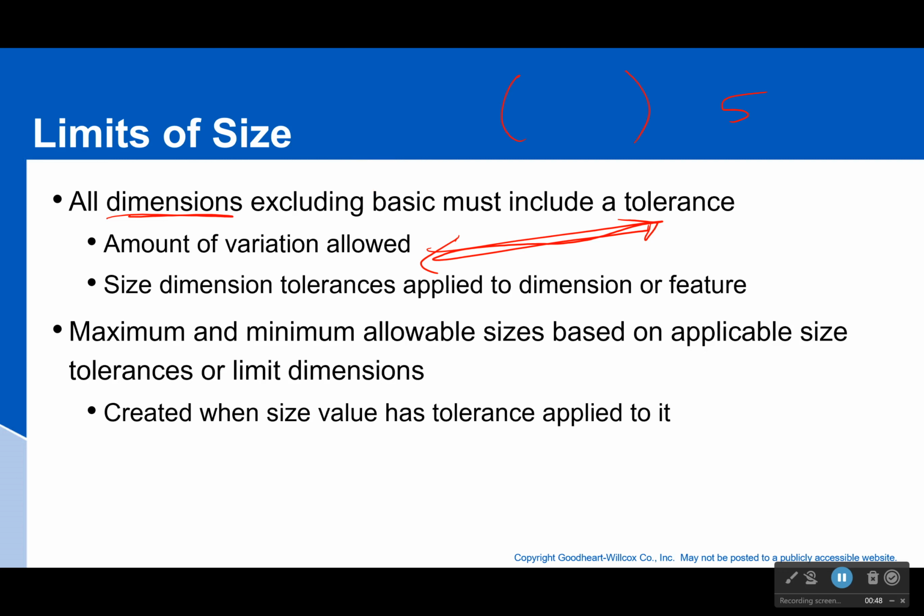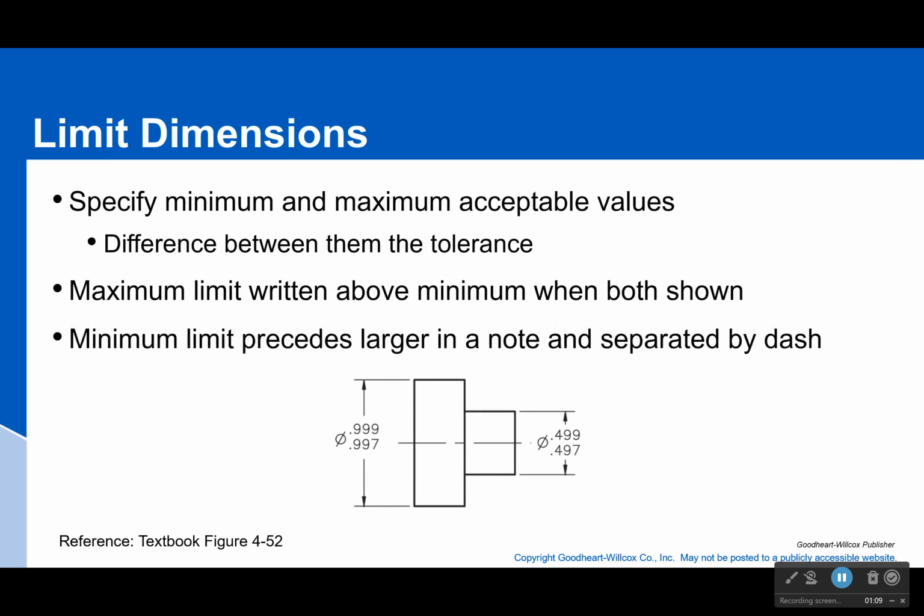So that tolerance is going to have a maximum and minimum allowed size based on this variation. And as long as you have a part that is within that size boundary, so maybe this is the smallest it could be, and this is the biggest, well, then it passes. If it's too big or too small, it fails. Now, there's various ways we can show this.